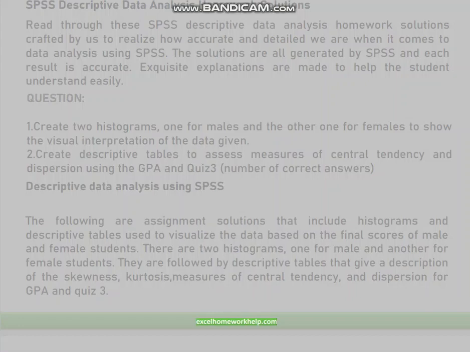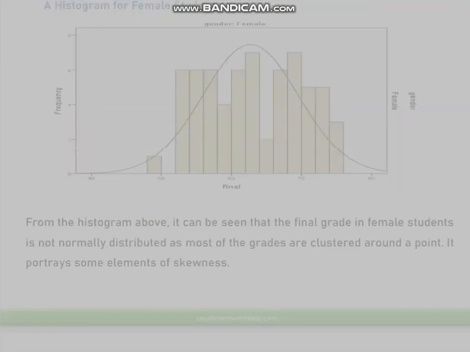A histogram for female students. From the histogram above, it can be seen that the final grade in female students is not normally distributed, as most of the grades are clustered around a point. It portrays some elements of skewness.